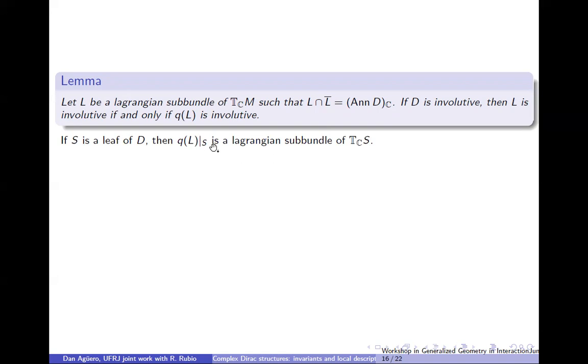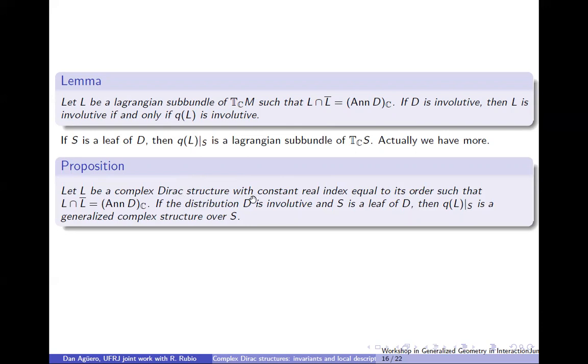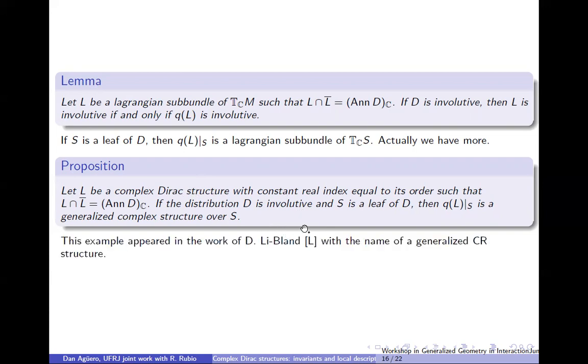Also, if we have a leaf S of the distribution D, then when we restrict QL to S, you obtain a Lagrangian subbundle of the complexification of the generalized tangent bundle of S. And actually, we have more. This QL restricted to S admits a generalized complex structure over S, which is given by the structure of L. So for each leaf of D, we have a generalized complex structure. So we have a foliation with a generalized complex structure. Recalling that these complex structures coming from D plus D star were first studied by David Li-Bland under the name of generalized CR structures. He studied that with Courant algebroids. I will say nothing about that.